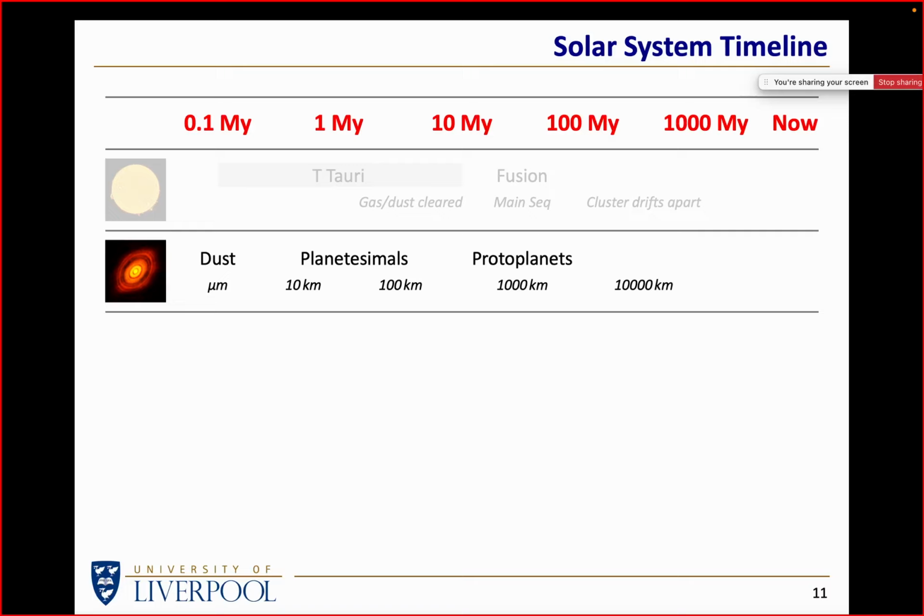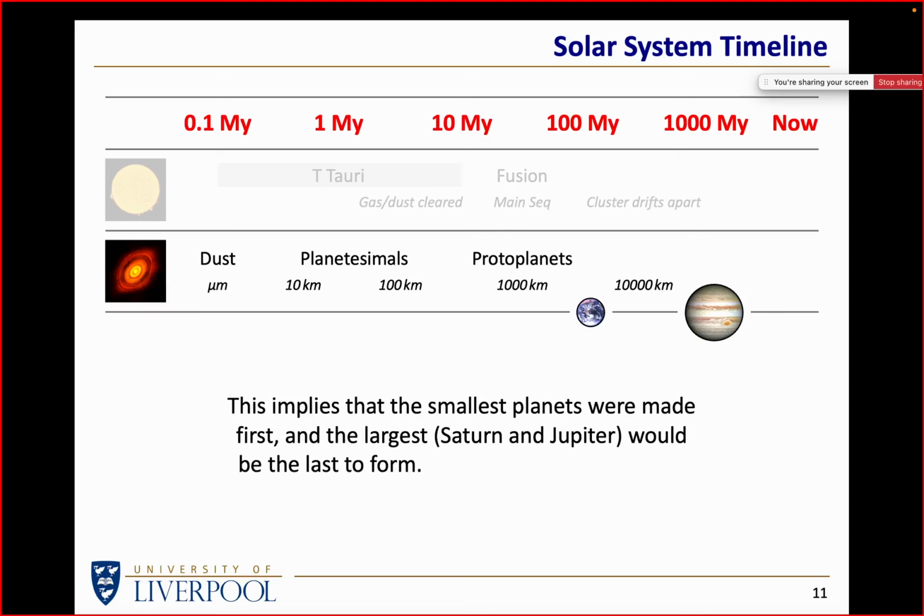Now, you must take it with a pinch of salt that I've got a space scale there underneath a time scale, because with this, as it stands, if we look at where the Earth and Jupiter are on the space scale, we would assume that if things are built from small things accumulating and accreting, producing larger objects, then that would imply that the small planets are made first, and then Jupiter and Saturn, the largest of planets, would be the last that would form. But that's actually not what happens.